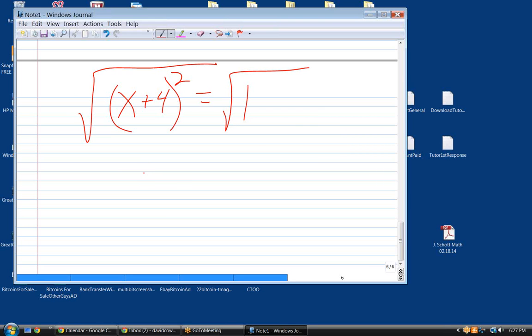What am I missing? What is left on the left when I take the square root of it? X and 4. X plus 4. That's what's on the left. What is on the right? Just 1. Or square root of 1. Plus or minus square root of 1. 1. So now what are the two solutions for X?